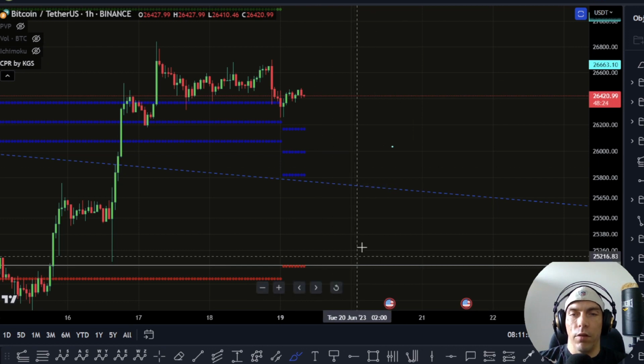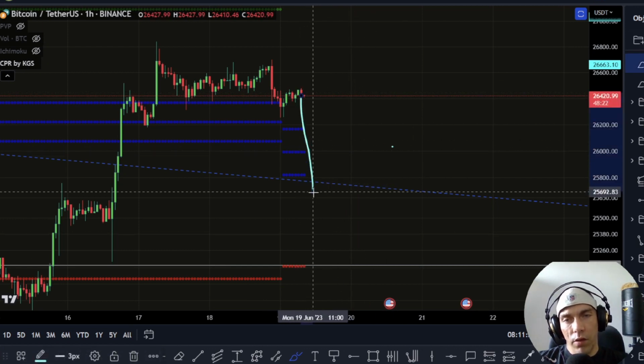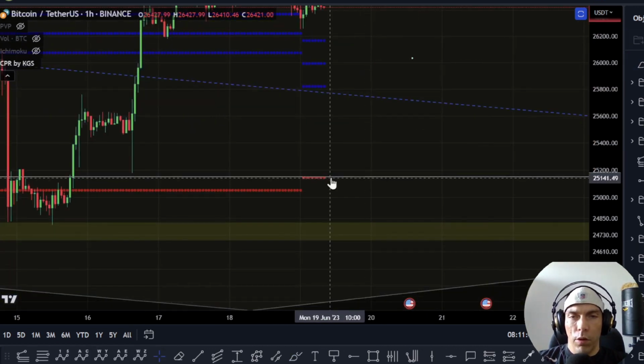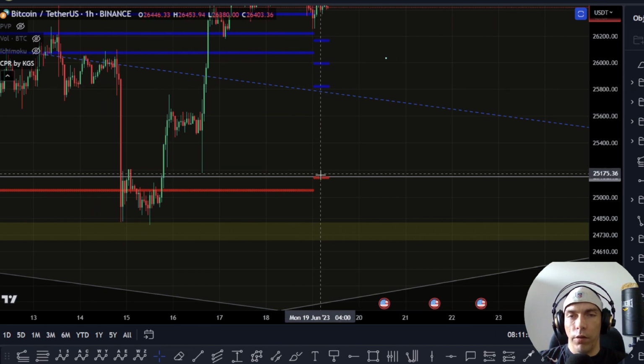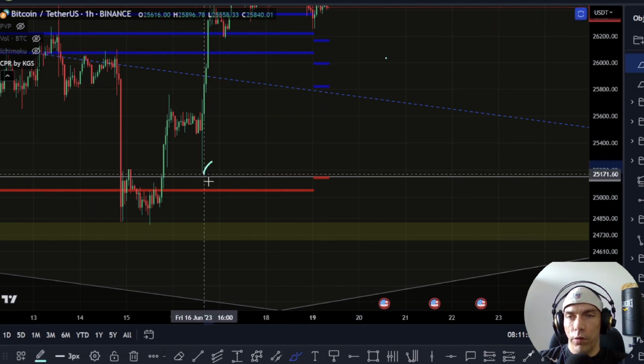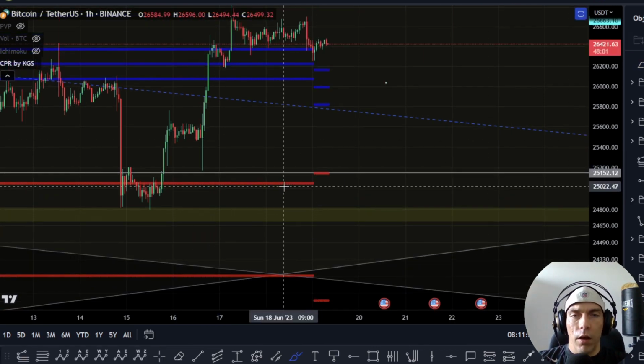We do have that possibility of a direct breakdown. If we do see price explode through this zone, then what I'd be looking for would be the possibility of coming back down here to this 25,145. And I would be looking to come back and retest this R1 line. Now, the reason this would be interesting to me is it would be potentially a sweep of this low here. So I would want to see how price reacts here.